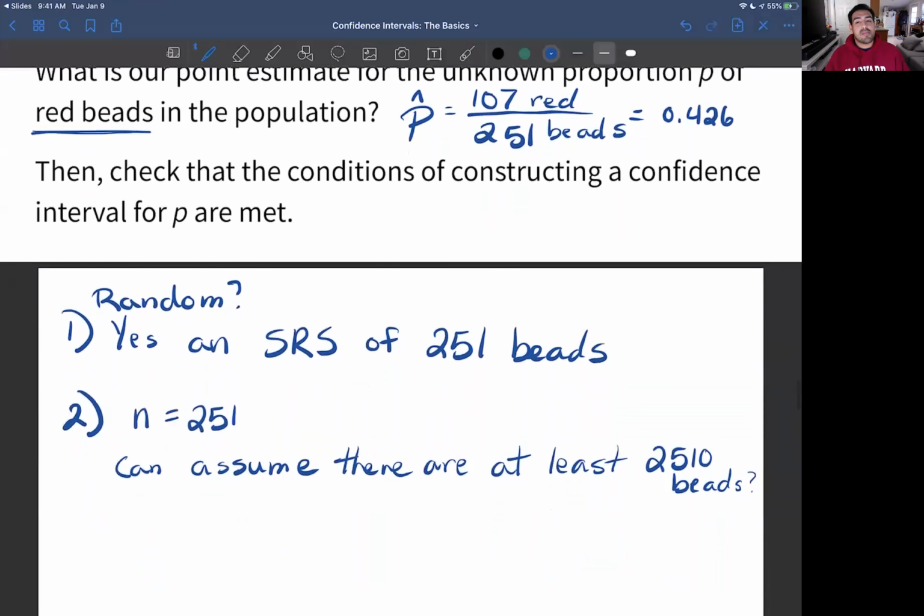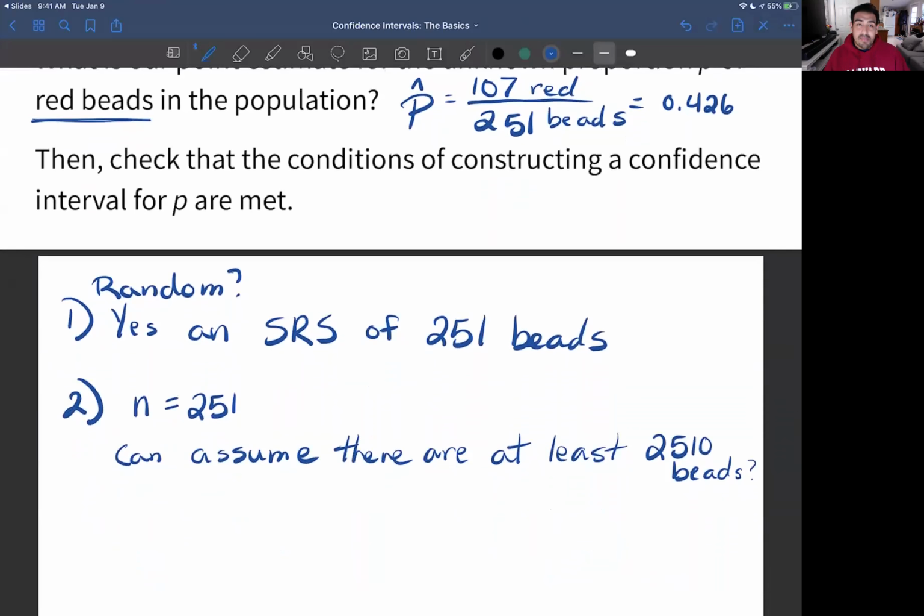For purposes of this problem, let's assume that there are 3,000 beads in the main container. So yes, the 10% condition holds, thus independence.